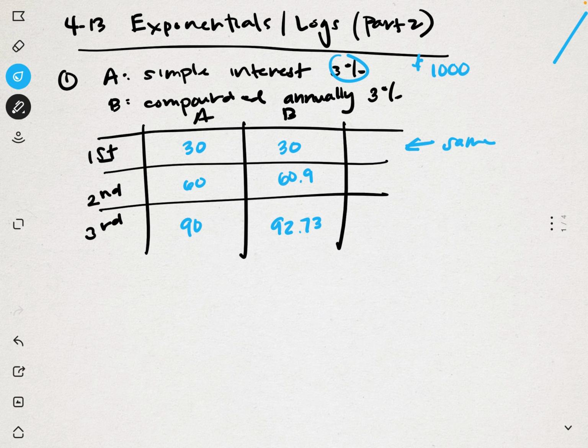But after year 2 already, person B is greater, and it's going to continue to be greater as many years as it goes on after the first year. So compound interest is going to get you way more money than simple interest, and I'm not really sure any times that we do simple interest to begin with.